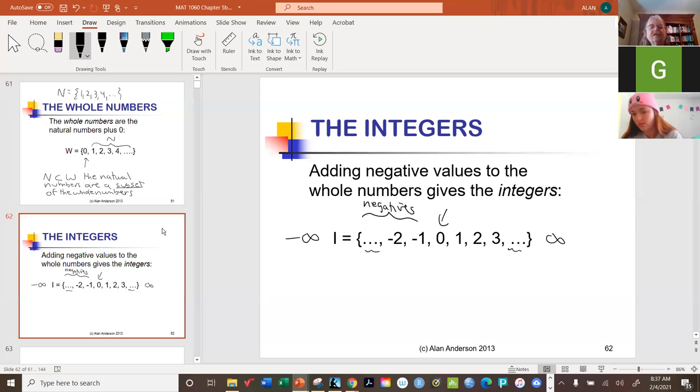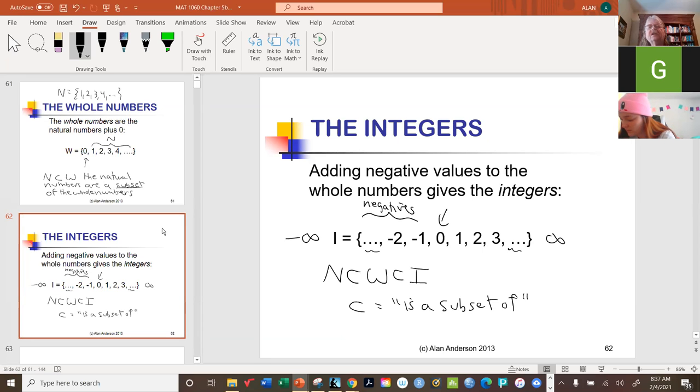And now we can make another interesting statement. While N is a subset of the whole numbers, the whole numbers are now a subset of the integers. So in other words, we're creating a progressively larger set of numbers as we continue to classify the real numbers. So remember this little symbol, it looks like a C, but it actually is meant to indicate is a subset of. And again, you can tell these are sets because of the use of the braces.